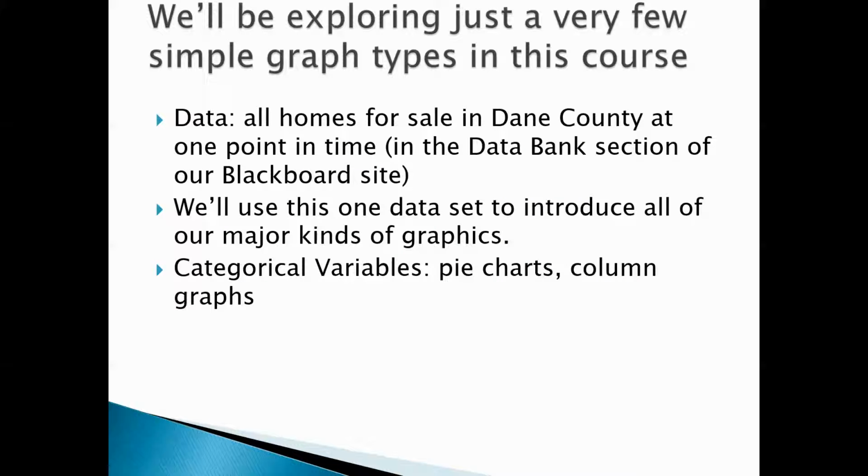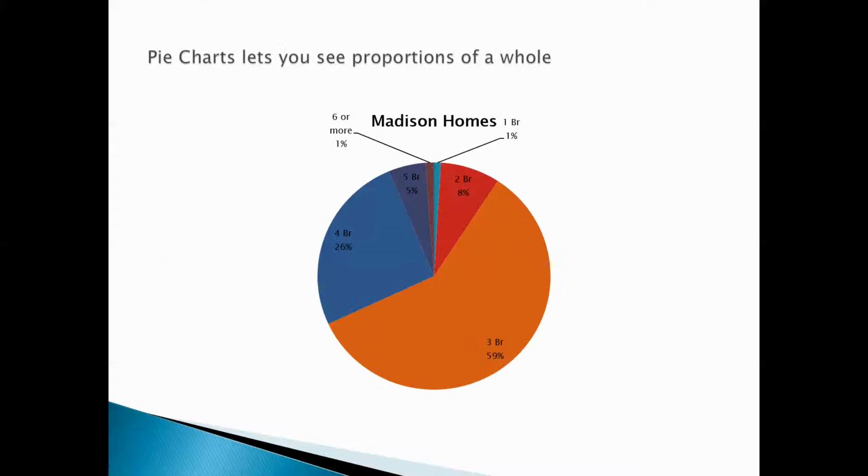The data we'll use for this is all the homes that were for sale in Dane County at one point in time. And you'll find this in the data bank section of our Blackboard site in an Excel file. And we're going to use this one data set to introduce all of our major kinds of graphics. For categorical variables, there are very simple ones, pie charts and column graphs. So this is a pie chart which shows the distribution of houses that were for sale by the number of bedrooms they have. And I'm sure you've been seeing pie charts since 3rd grade, if not before, but it's a useful one, so there's a reason you've seen it before.